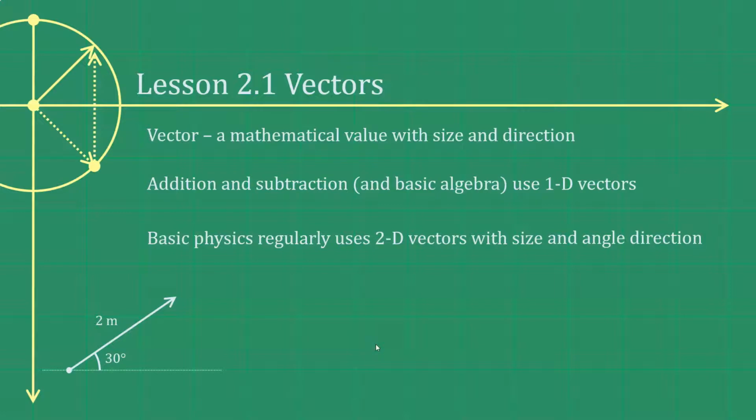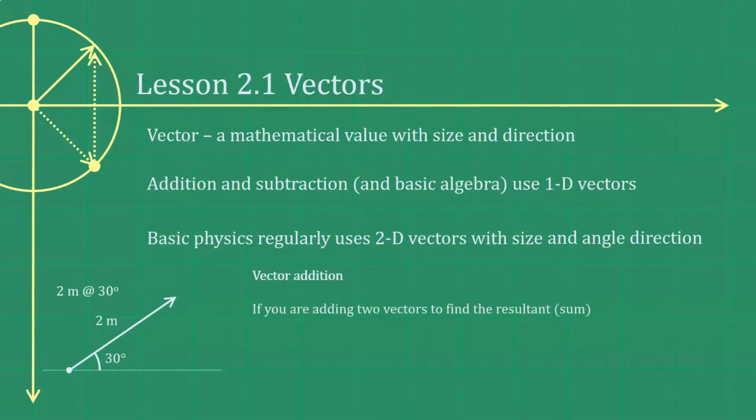So if vectors have size and direction, I need a way of noting both of those values when I express the vector. So the way that I would write out this vector and describe it is by saying it's a 2-meter vector at 30 degrees. And when I write out that 30 degrees value, I'm always measuring degrees from the positive x-axis counterclockwise. Okay, so I'm starting at x and then going upwards counterclockwise 30 degrees. That's the value that I'm going to report.